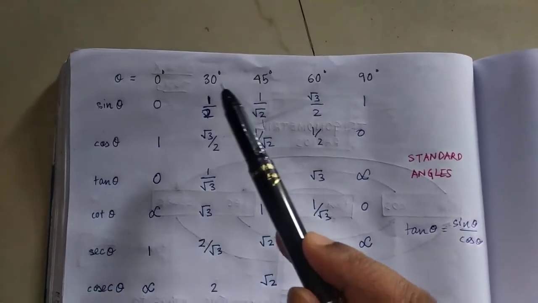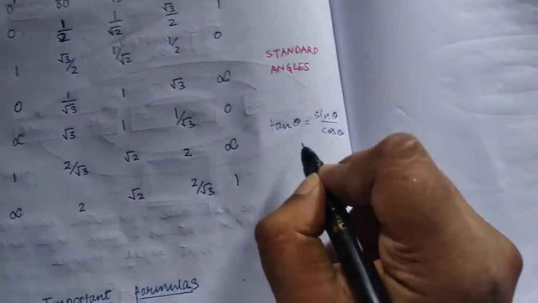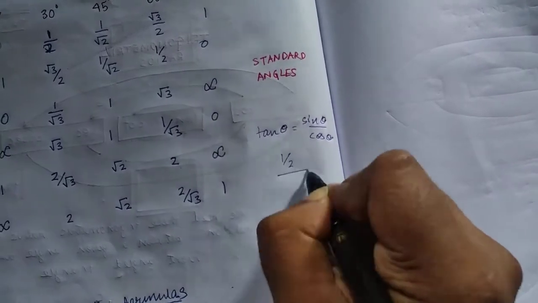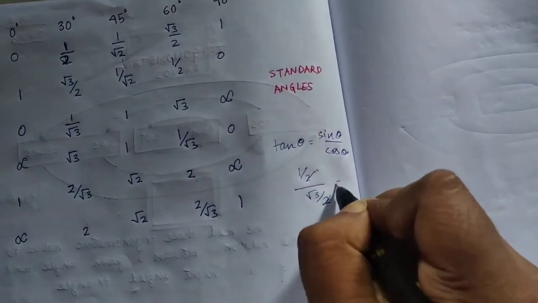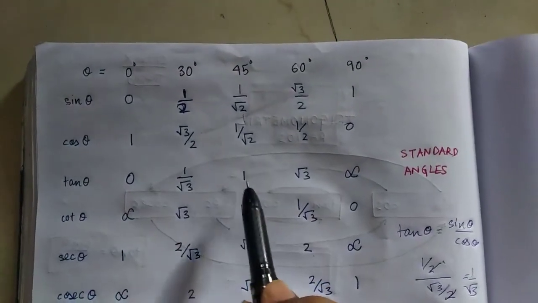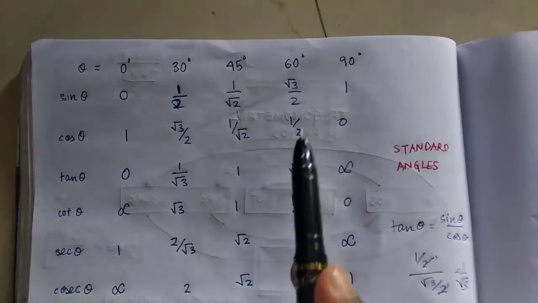Tan theta at theta equal to 30 is equal to half by root 3 by 2. The 2 and 2 get cancelled and you will get 1 by root 3. Here is 1 by root 3. And similarly, you can find the other values of tan theta at different angles too.